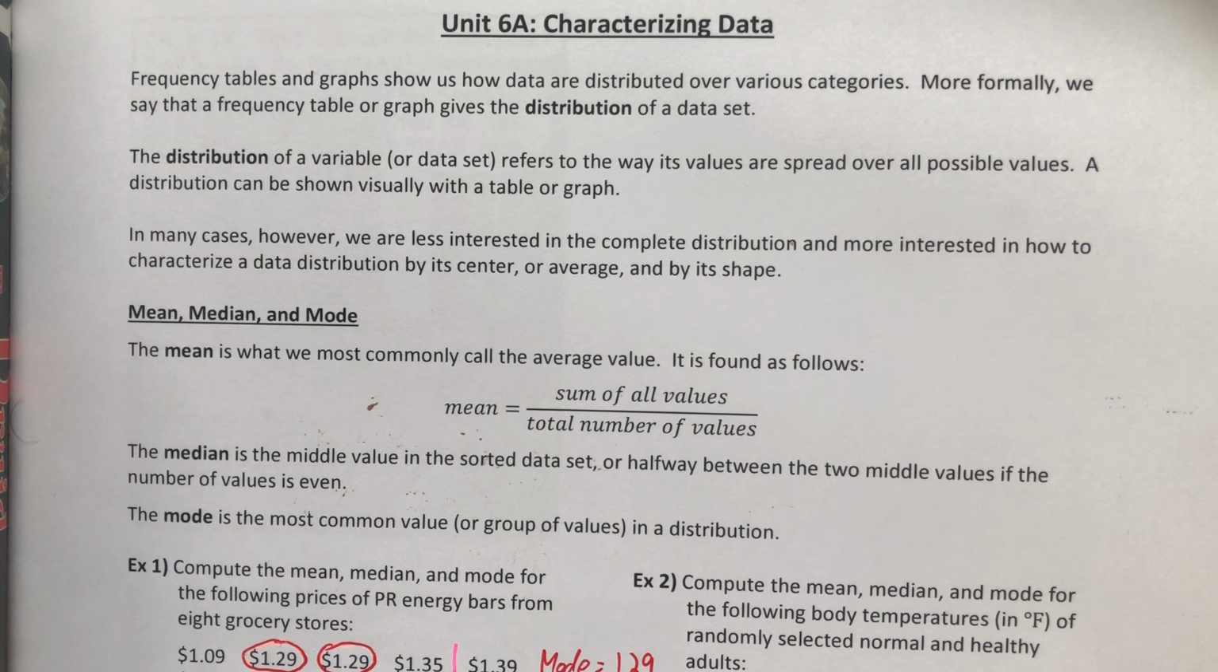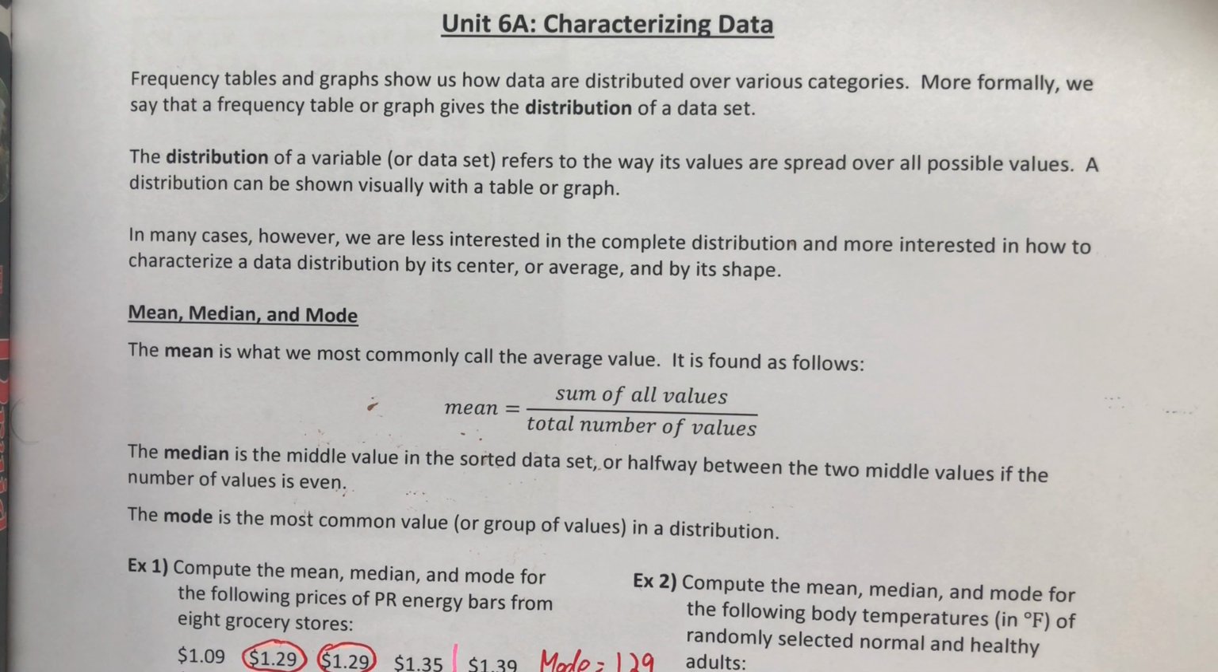And so, a couple of things we're going to look at is the distribution of the data set, and that's how the data is spread out over all of the values. And then we're also going to look at the shape. And so, the first three things we're going to look at are hopefully three things that you remember from middle school, and that would be the mean, the median, and the mode.